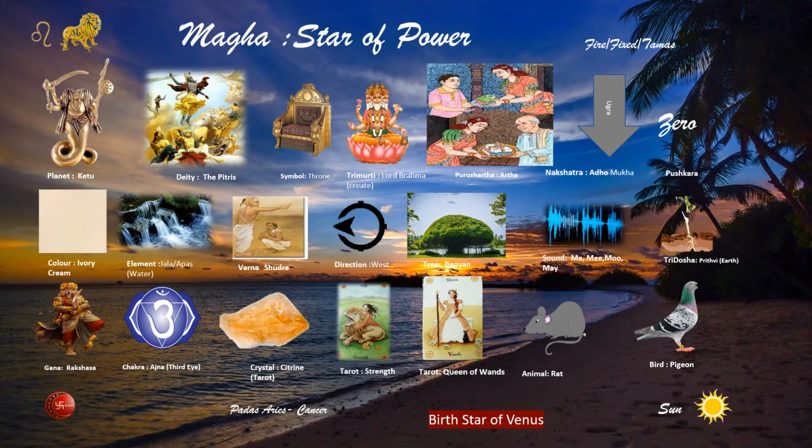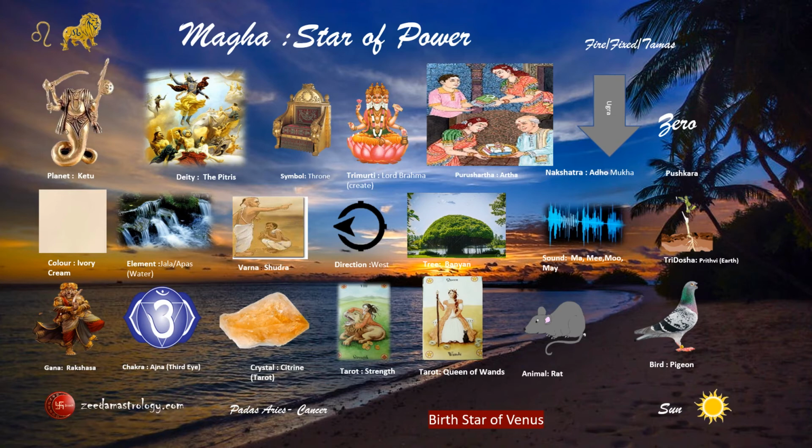We went through the planet Ketu and its characteristics just now, and the deity, the Pitris, the symbol, the throne, and the Trimurti energy here is Lord Brahma to create. But something must die before you create something new. So this is what ancestors is all about. And the Purushartha here is Artha, so that your goal for Magha Nakshatra is resources, is Artha, is wealth, is assets. That's what you want to look at.